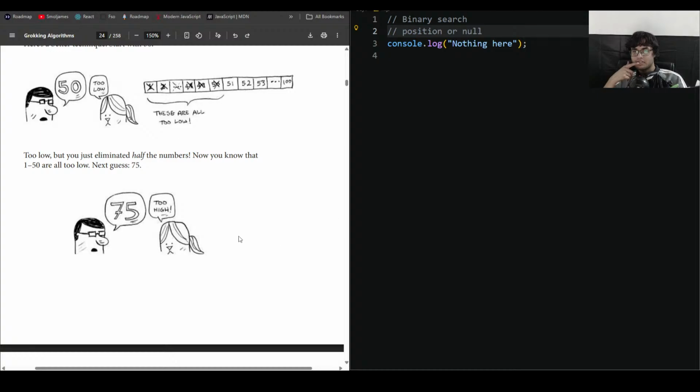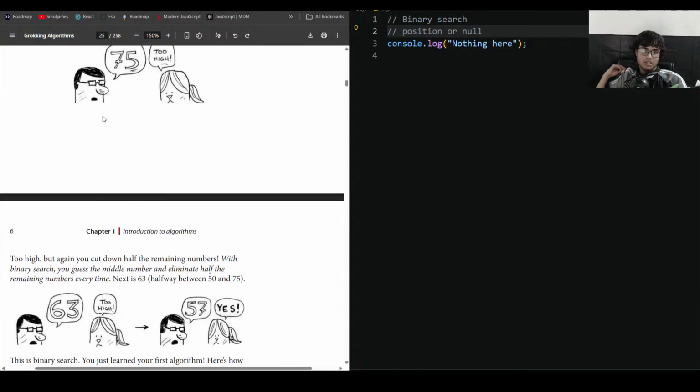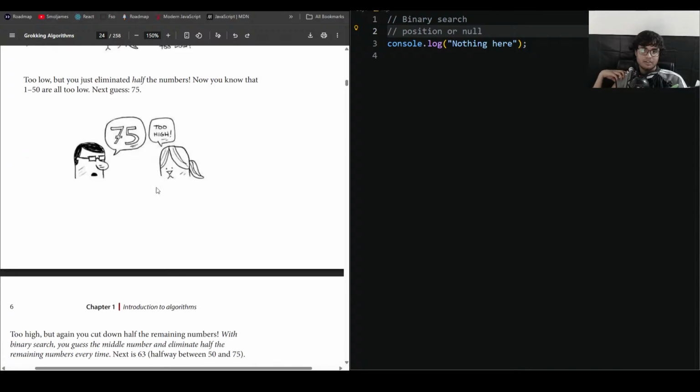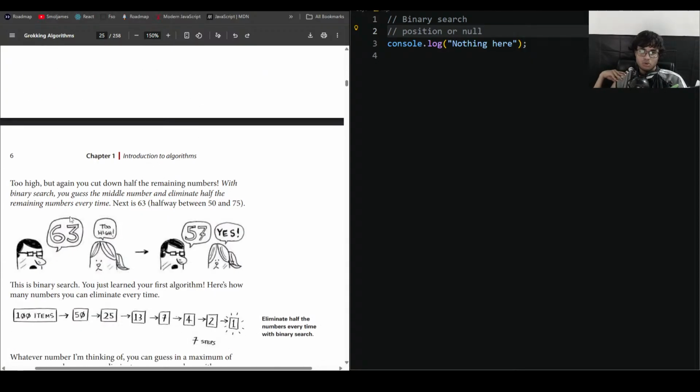Now guess 75. Initially we had 100 numbers, then we guessed 50 and divided by 2. Now again we divide by 2, so 50 are left, then 25, so 75. Too high. Now it's between 50 and 75. That's too high, so go lower.